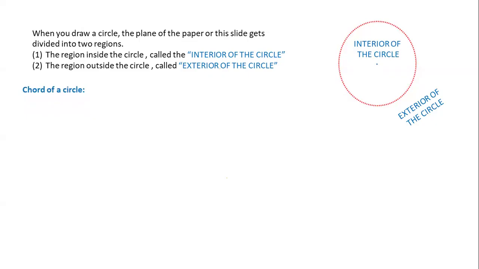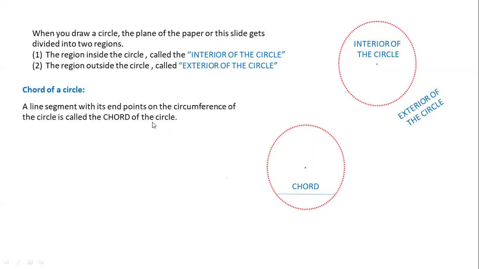Chord of a circle. This is a circle. This is a chord. So how do you define a chord? A line segment with its end points on the circumference of the circle is called the chord of the circle. This is the end point of this line segment and it is on the circumference of the circle. Therefore, we call this the chord of the circle. It's a line segment.